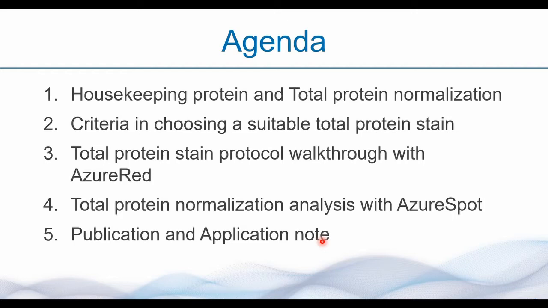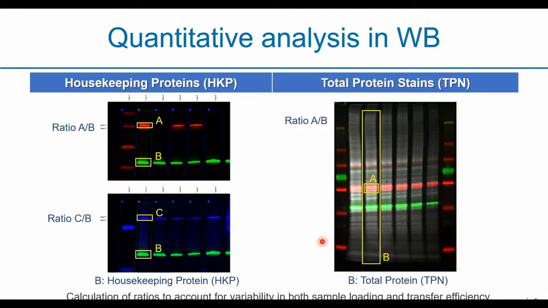Okay, so first, let's look into quantitative analysis in Western blot. For so many years, researchers have been using housekeeping proteins such as actin, tubulin, or GAPDH to normalize the Western blot loading. These are usually detected alongside. For example, you have protein A and B. Let's say your protein B is your housekeeping protein. Your protein of interest, let's say protein A, will be detected alongside your housekeeping protein, either in parallel, such as in this Western blot, or you do a stripping and reprobe process to detect one protein at a time.